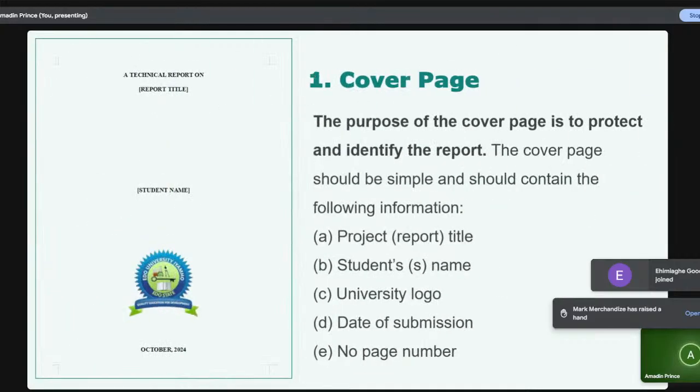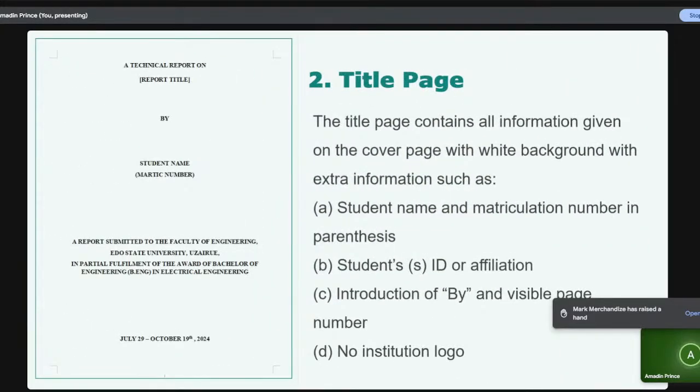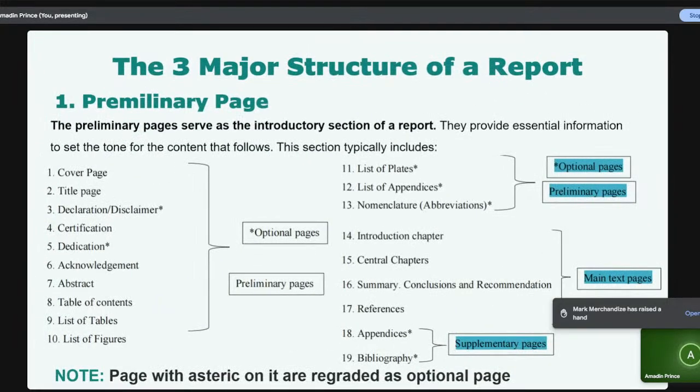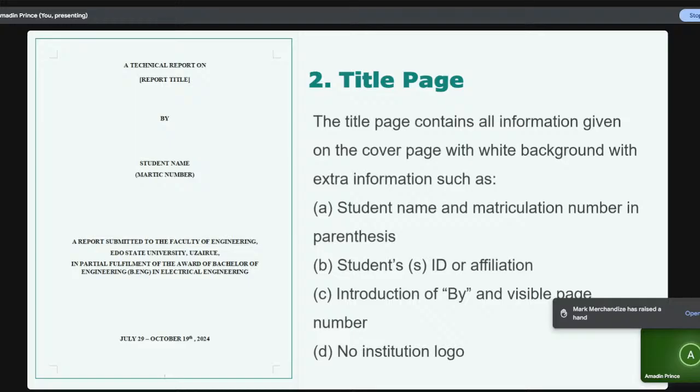For the previous one, there is no introduction of "by", but for the title page, you must add "by" to it, and no institution logo. Most people mix this up. They don't even know the difference between a title page and a cover page. All reports must have both of them. As you can see here, both of them are necessary for all reports. You must have a cover page and a title page. Do not miss any one of them.